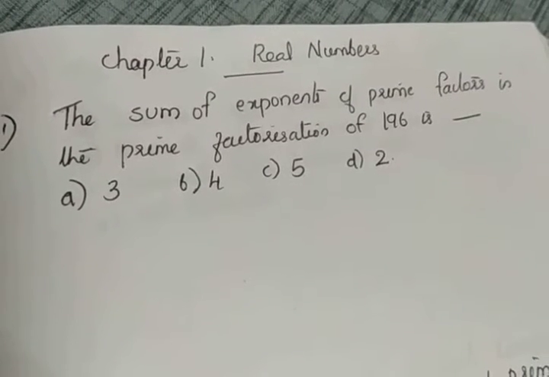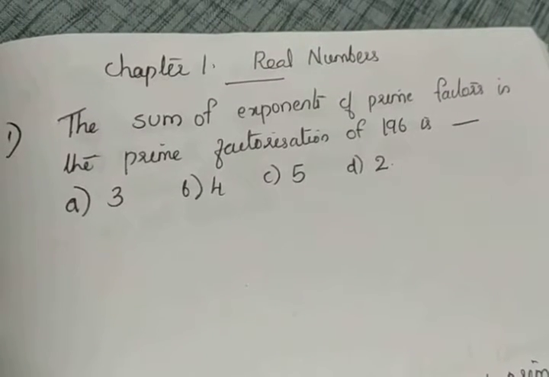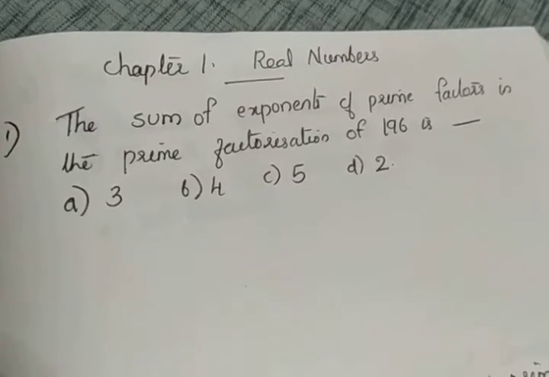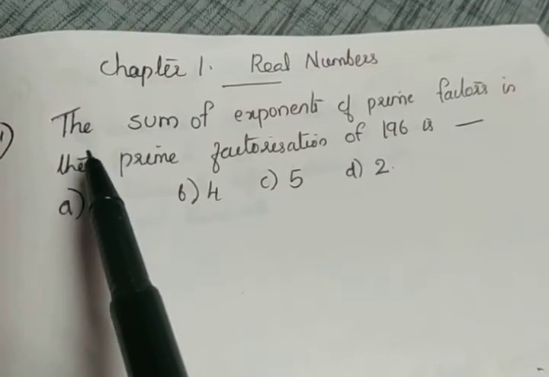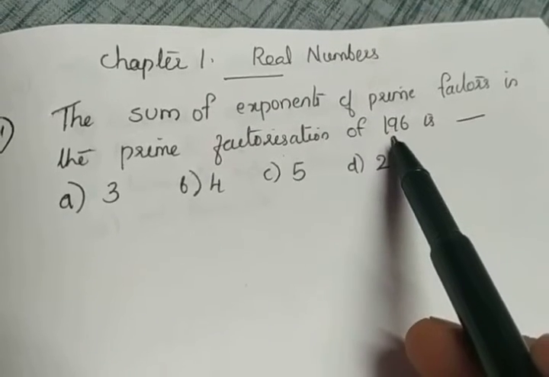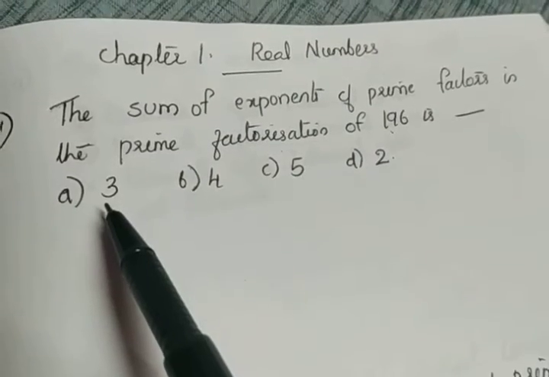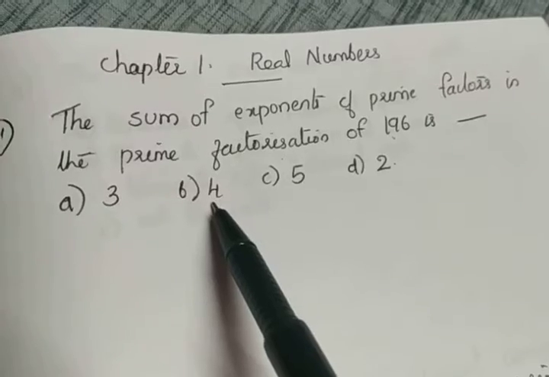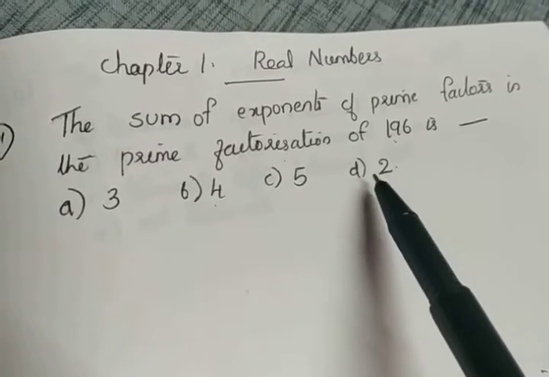In this video, we are going to see the MCQ questions of chapter number 1, real numbers. So here goes the first question. The sum of exponents of prime factors in the prime factorization of 196 is dash. First option is 3, second option 4, third option 5, fourth option 2.